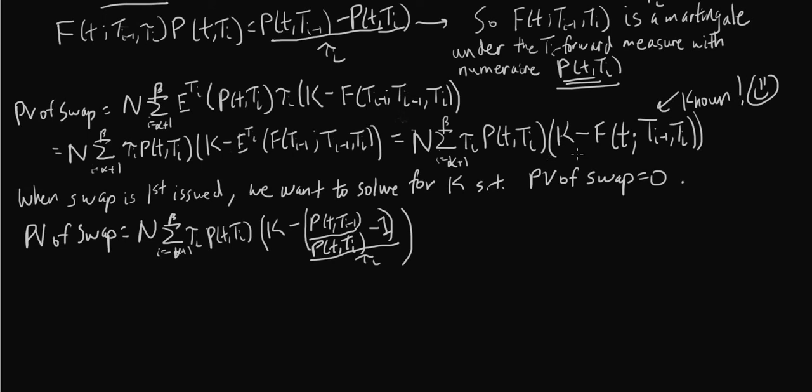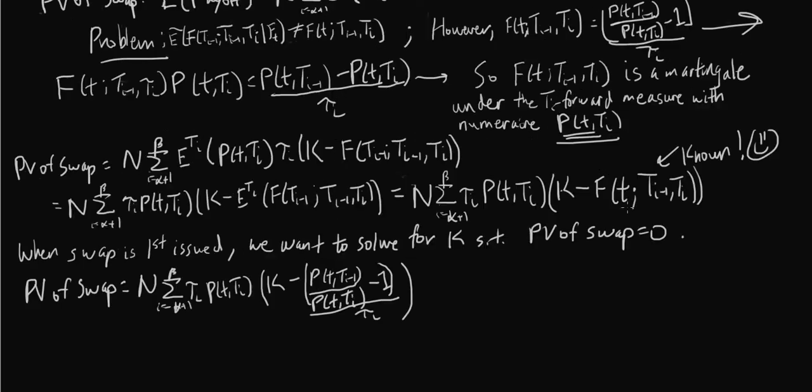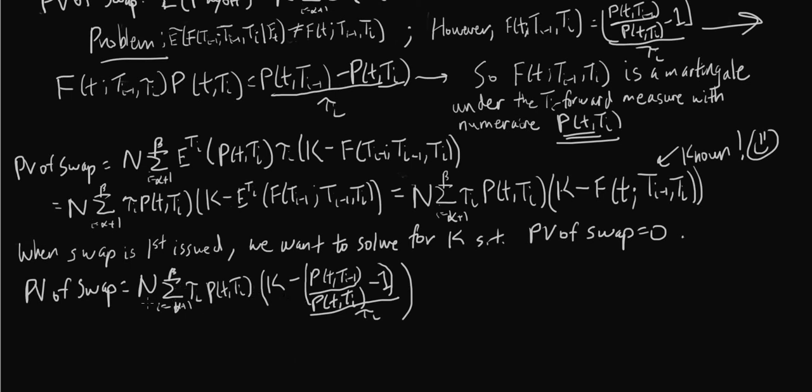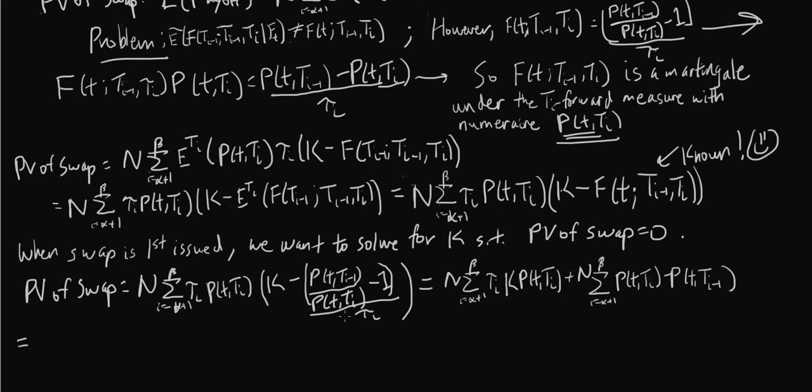So I'm going to substitute for this forward rate, using this formula right here that I've written for the forward rate in terms of the zero coupon bond prices. So I've just plugged this into this to get this rewritten equation of the swap. And if you distribute this tau_i times the zero coupon bond price from T to Ti over, you're going to have two components in this sum.